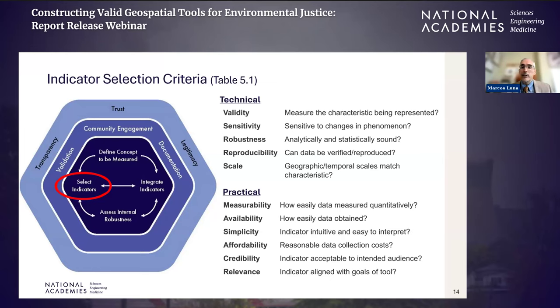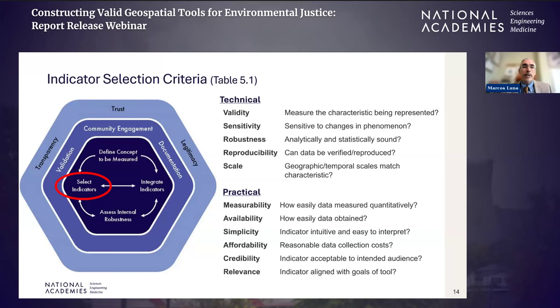Practical characteristics are generally of greater interest to indicator program managers and end users. Practical criteria include measurability, availability, simplicity, affordability, credibility, and relevance. One important practical characteristic of an indicator is its credibility. Credibility is the believability and salience of the indicator for scientific and technical applications, as well as for the public. This is also referred to as community validation and buy-in.